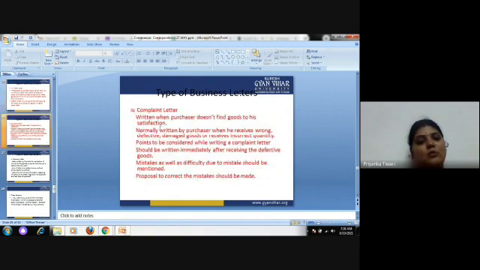And if we talk about the complaint letter, it is written when the purchaser does not find the goods to his satisfaction, normally when he receives wrong, defective, or damaged goods, or receives an incorrect quantity. Points to be considered while writing a complaint letter: it should be written immediately after receiving the defective goods, the mistakes as well as the difficulty due to the mistakes should be mentioned, and a proposal to correct the mistakes should be made.